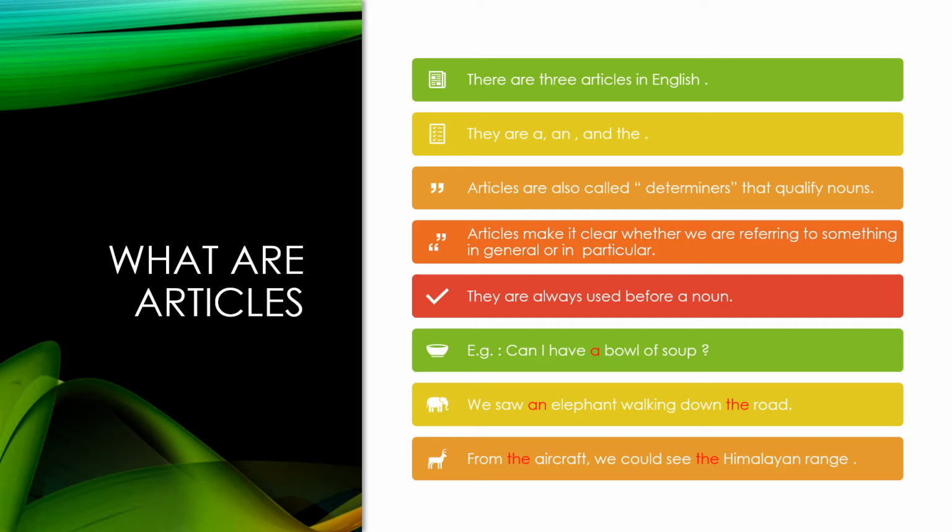For example, can I have a bowl of soup? We saw an elephant walking down the road. From the aircraft, we could see the Himalayan range. Now, I know everybody must have these doubts about where to put a, an, and the. Don't worry, we'll sort this out in the video.